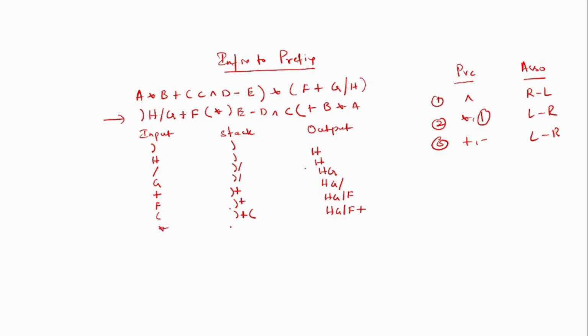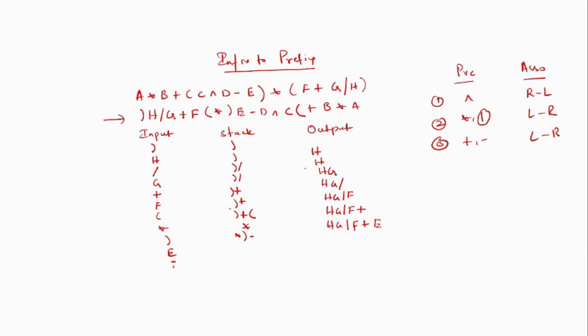And then comes the star operator. I will push star into the stack, right? And then I'll say H G by F plus, right? Then comes the close parenthesis, then I'll say star close and let this remain as it is, correct? Then comes E. I can just write E here for the lack of space. Then comes minus. If minus comes, I'll just push it into the stack because there is nothing after close, right?